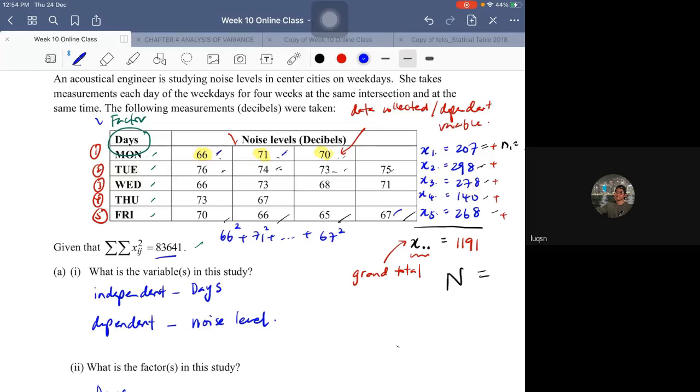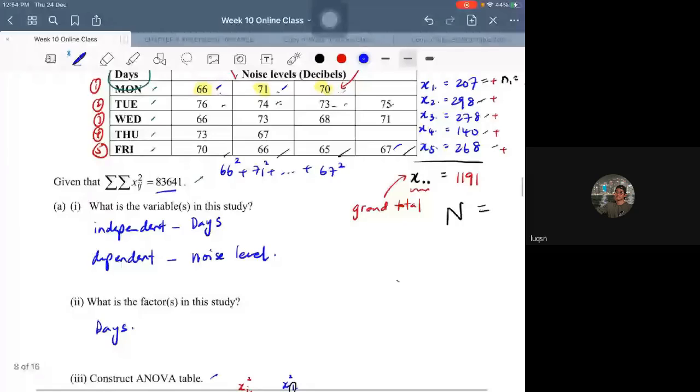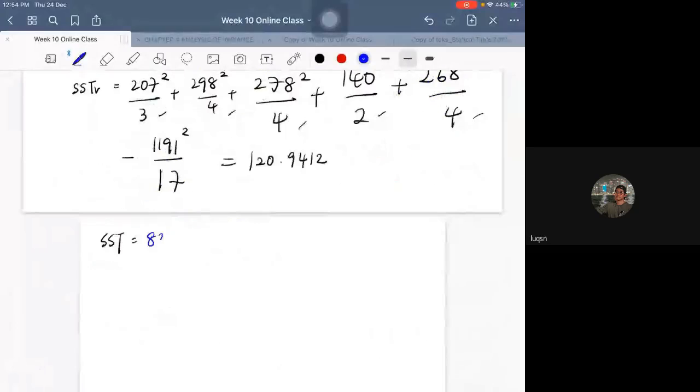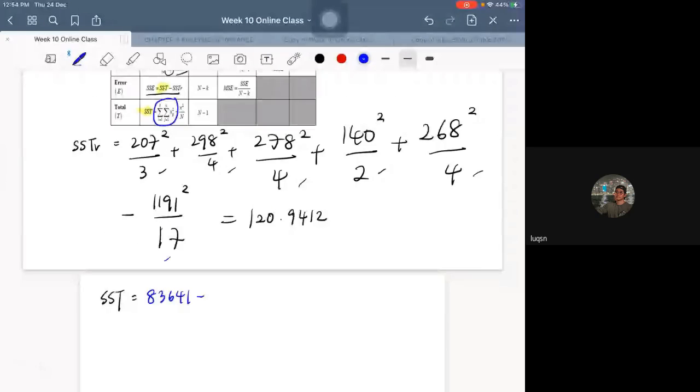So usually for this case in the test or exam, we would give you the value because we don't expect you to spend that much time on the calculation. All right, the good news is that it's already given. It's going to equal 83641. So I'm going to have 83641 minus. So according to the formula, the last bit is going to equal this, which is going to be 1191 square divided by 17. And what is the value of this SST?